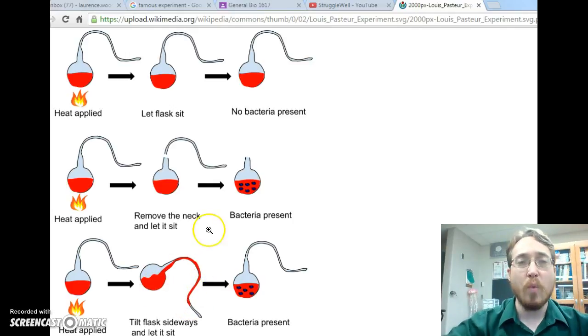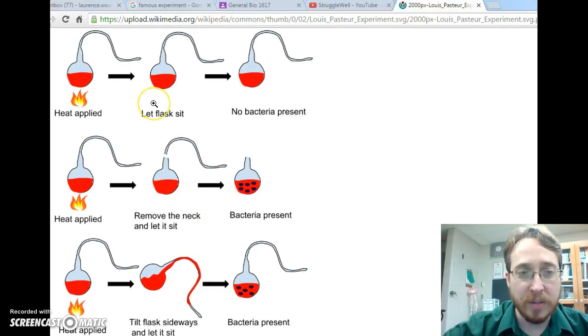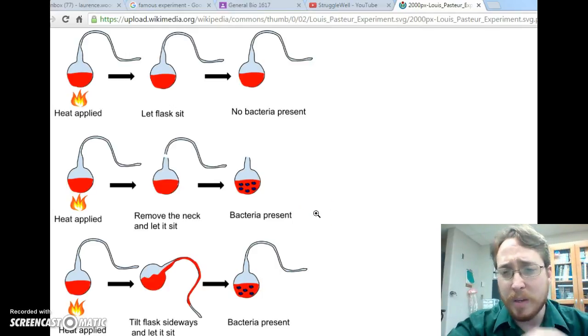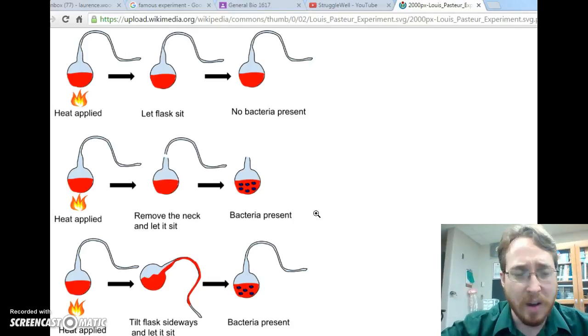So what happens? Well, in the first flask that they let sit, there was no bacteria. In the second flask where they removed the neck, bacteria did grow. And in the flask that they had tilted, so there was broth all the way through the neck, when they tilted it back, it did grow bacteria. So what are their conclusions? What's going on? Well, before we can come to that, let's break down what we saw here.